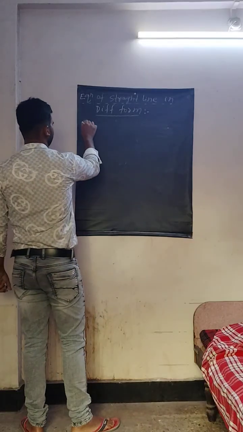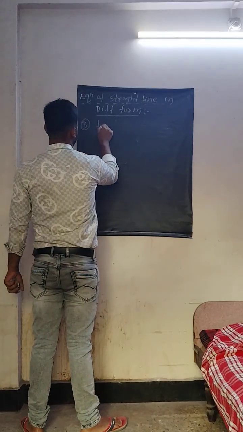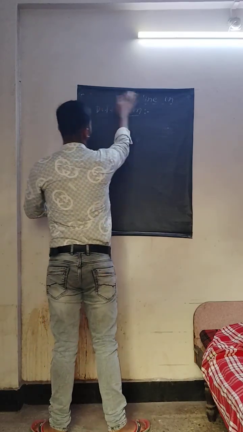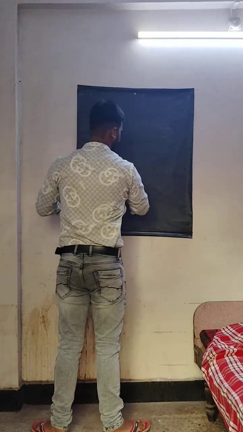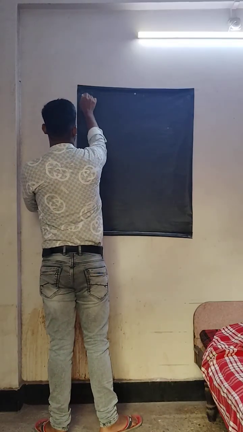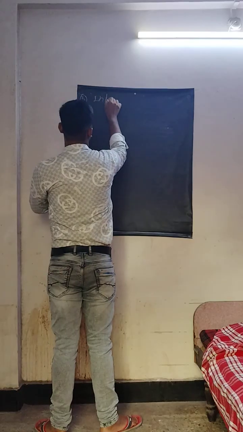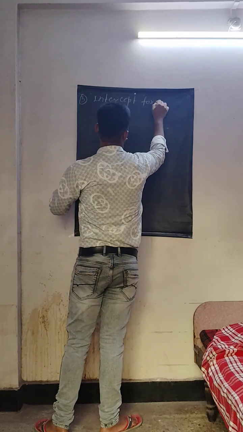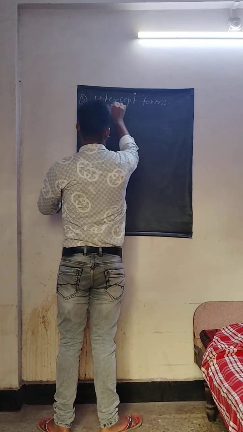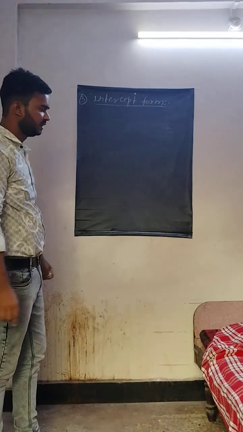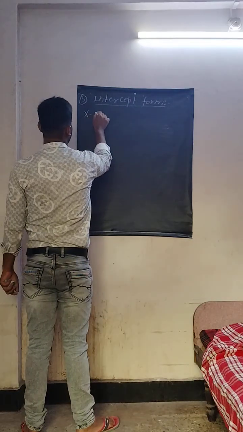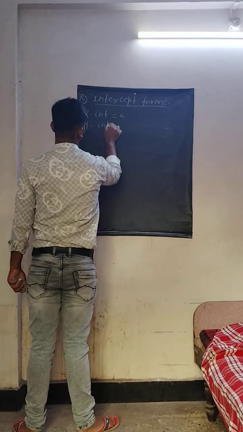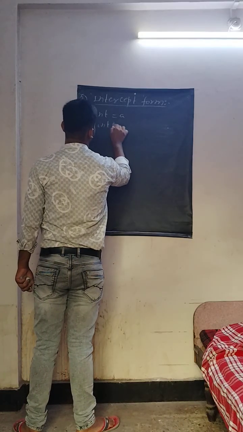So the third form is intercept form. In intercept form, let the x intercept be A and the y intercept be B.